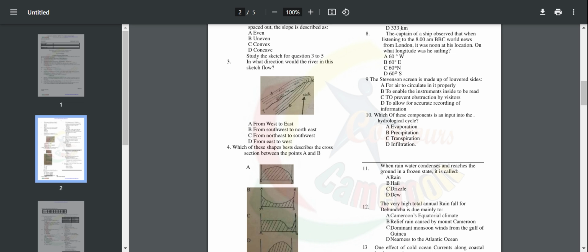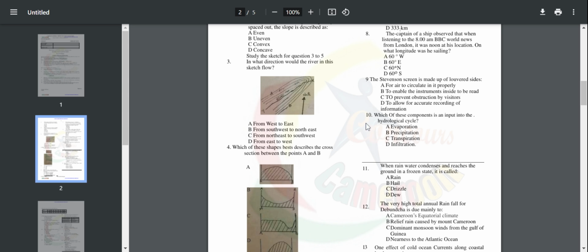Question 9. The Stevenson screen is made up of louvered sides. The answer is A, for air to circulate in it properly.